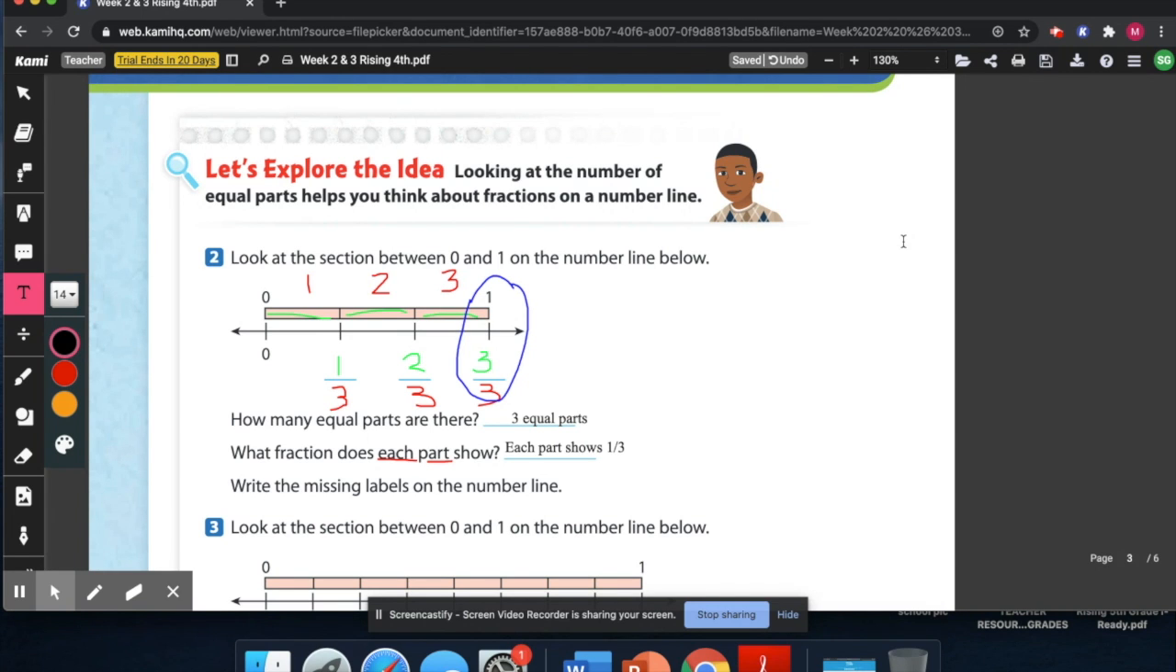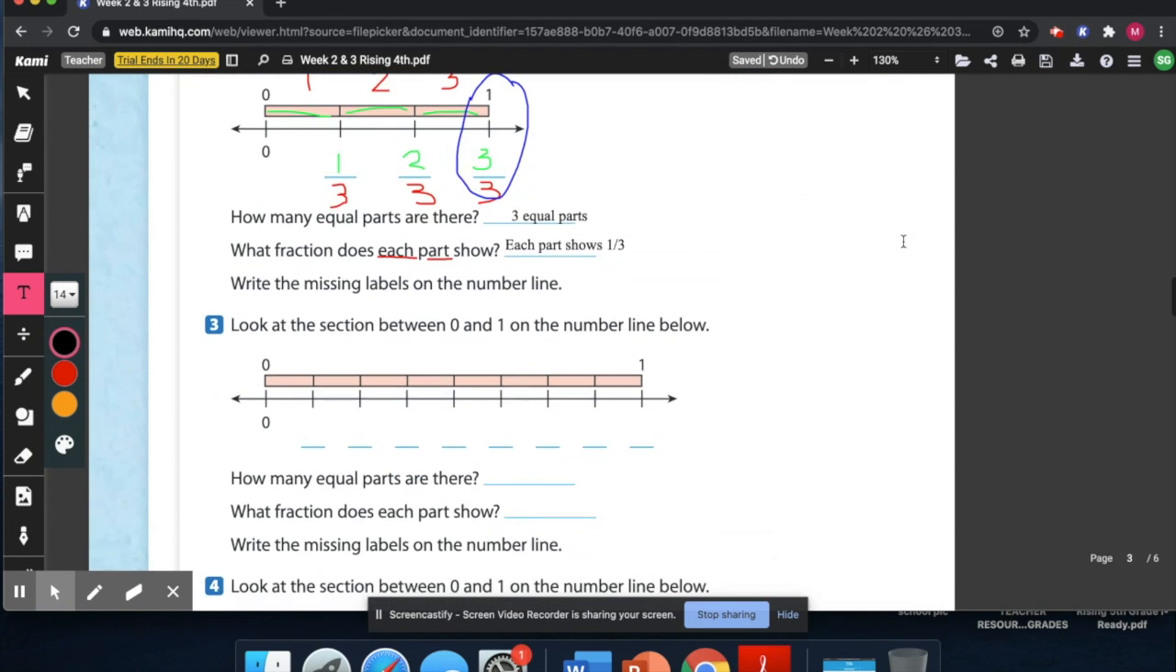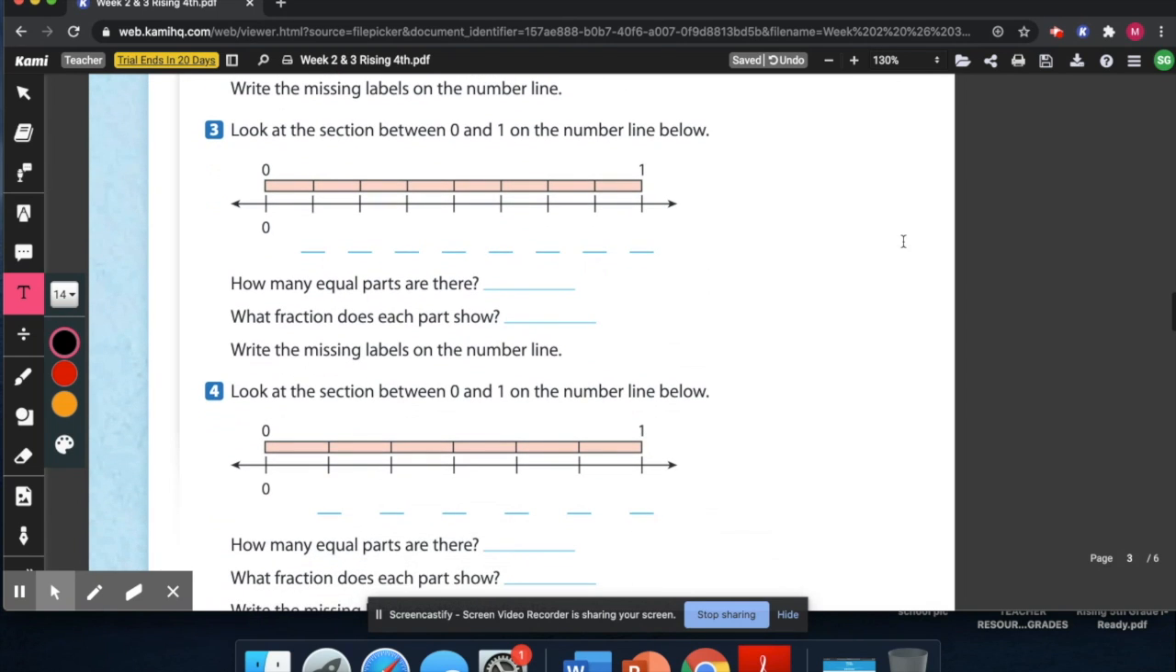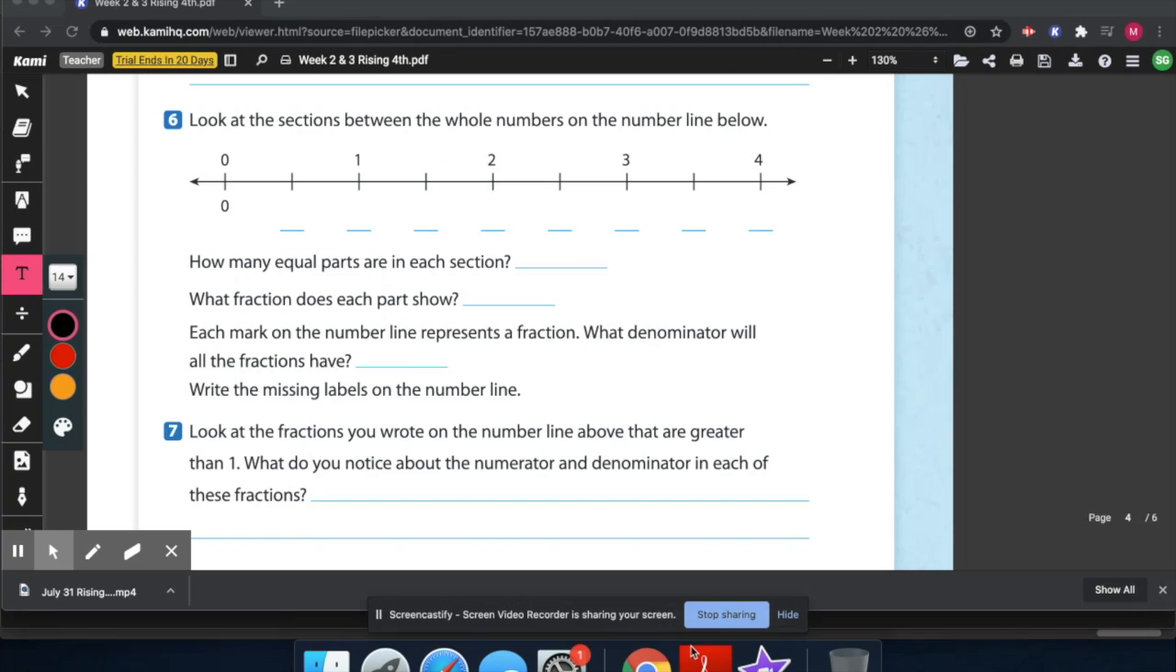For your assignment today, you're going to work on 3 and 4. The number lines are blank, but I just showed you how to fill in those blanks and get your answers. The questions also are exactly the same.